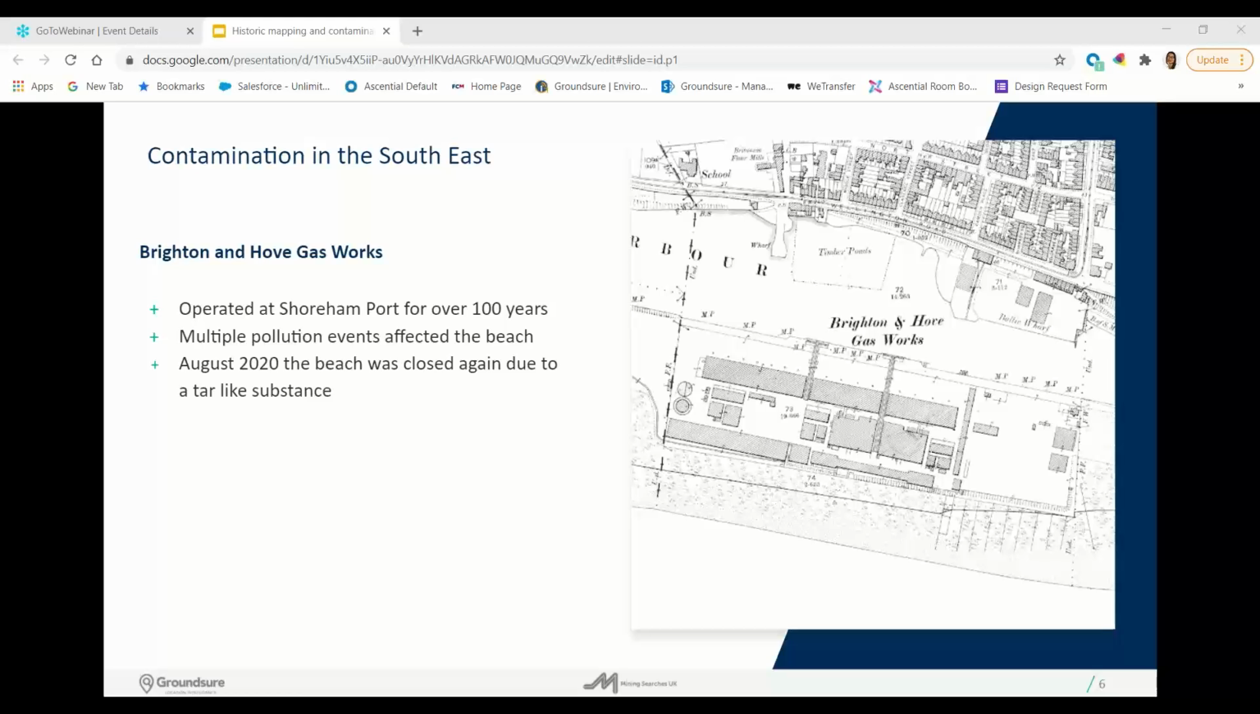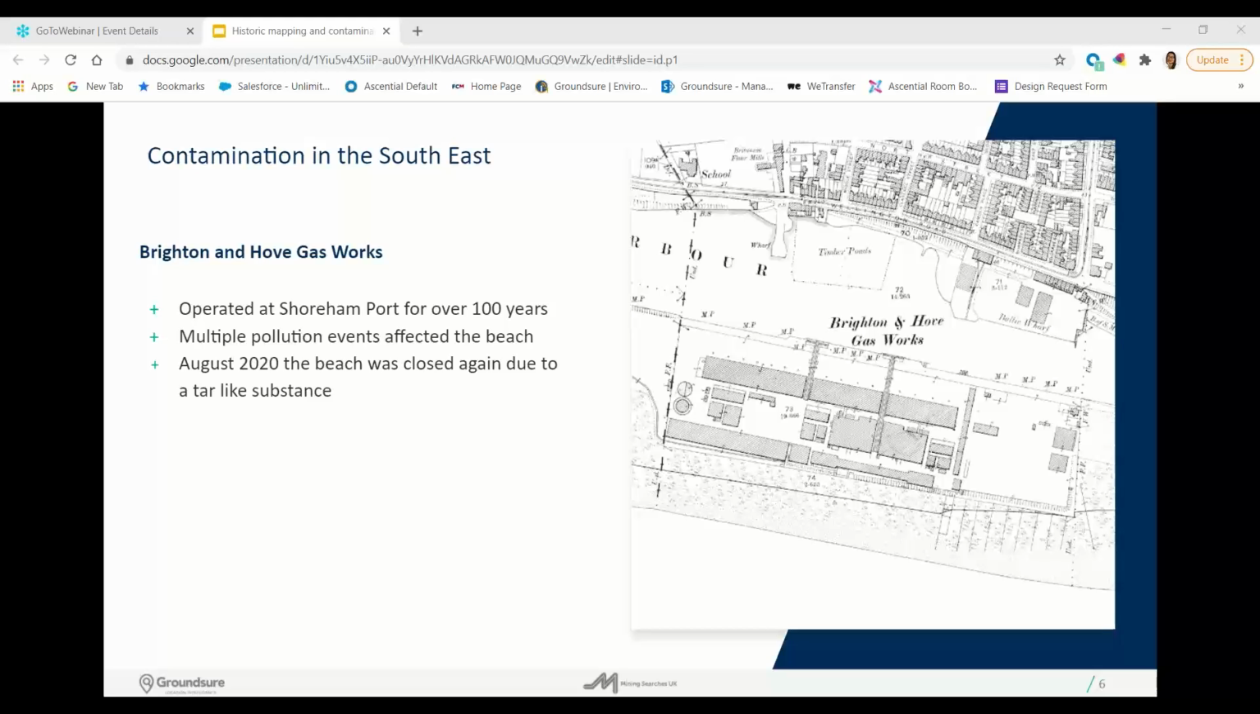So a credible source existed in the historic gasworks, but it was unclear how the tar seepage was found so far down the beach, and around 50 years after the gasworks closed. And again, this is a really good example of really old historic contamination. Now, this posed potential risk to beach users as well as local residents.